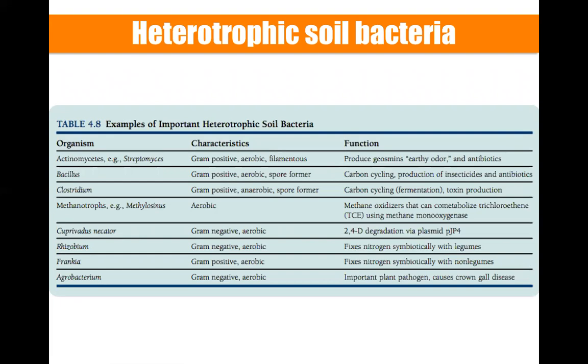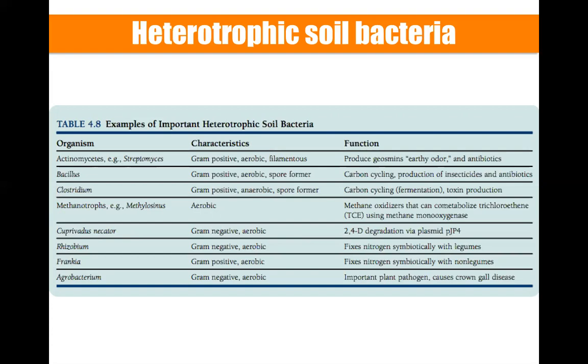Heterotrophic soil bacteria are those that need carbon for their growth and eat up other organic materials. For example, we have actinomycetes and Bacillus. Actinomycetes are the ones that produce the earthy odor when it is raining. You can smell the earthy odor. That is actually the smell of actinomycetes, and they also produce antibiotics.